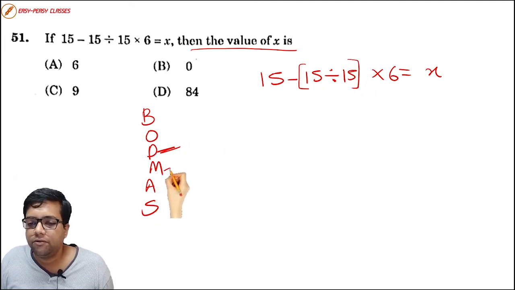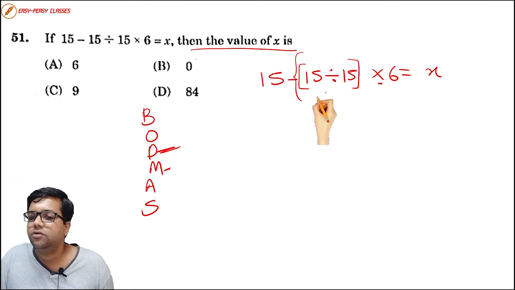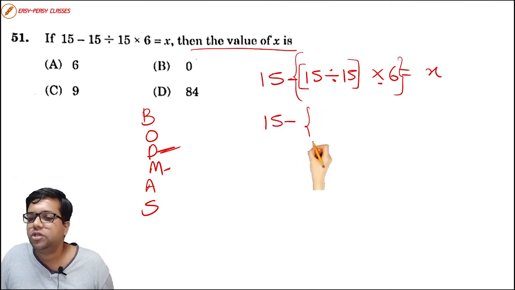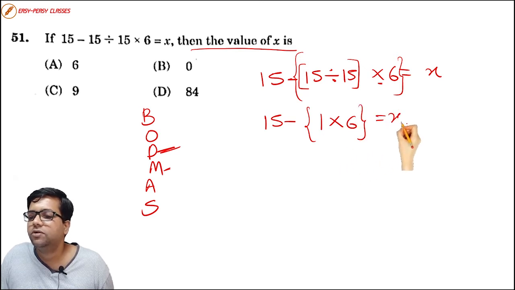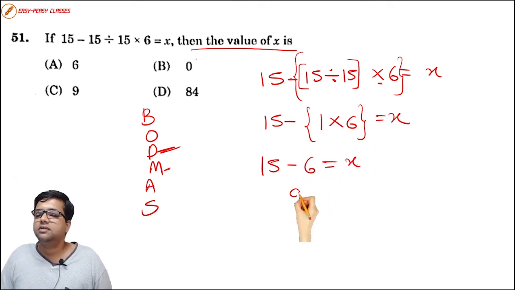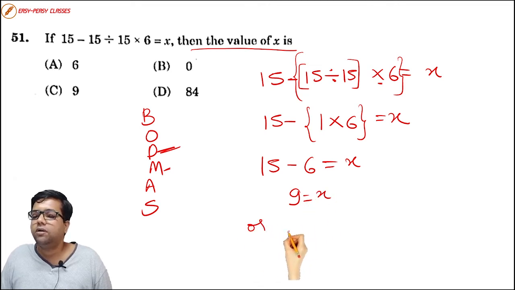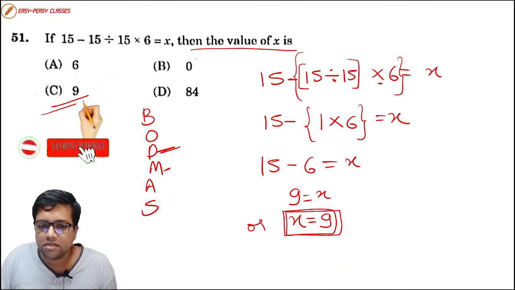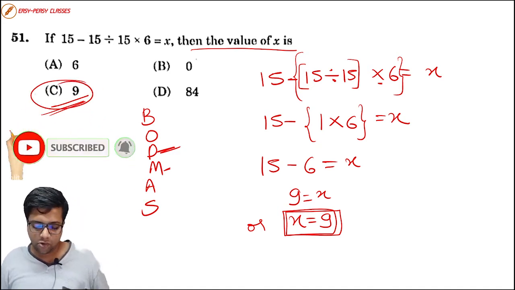Okay, then what will you go for? You will go for multiplication. You keep a bracket for multiplication, then addition and subtraction. Simultaneously you can take them as well. So you keep 15 minus, solve the inside one. 15 divided by 15 is 1 into 6 is equal to x. 15 minus 1 into 6, 6 is equal to x. 15 minus 6 is 9 is equal to x, or x is equal to 9. Both are one and the same. So do we have x is equal to 9 here? Yes, the value of x is 9, given in option number C. So option number C is the right answer.